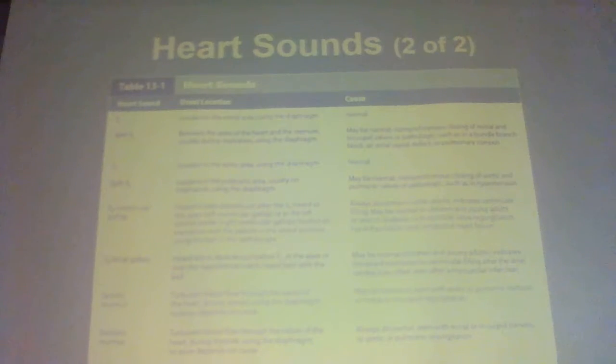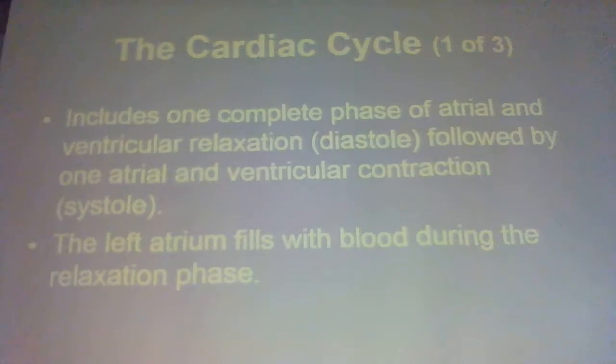All right. So this is in your book. It just tells you where it is and what's causing it and where to hear it. Not going to go through that. We just kind of heard it on the videos. So, what is a cardiac cycle? What is a cardiac cycle?